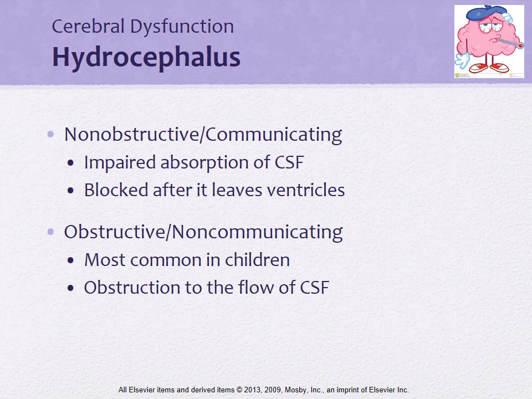Okay, so there are two types of hydrocephalus. There's non-obstructive or communicating hydrocephalus. In this type, there's just an impaired absorption of CSF somewhere. Typically, it occurs where the CSF is leaving the ventricles and going into the subarachnoid space. As it leaves that fourth ventricle and goes into the subarachnoid space, somehow it's not absorbing as it should. And you saw where those arachnoid villi help with the absorption as well. It's whatever is keeping it from absorbing after it leaves the ventricles.